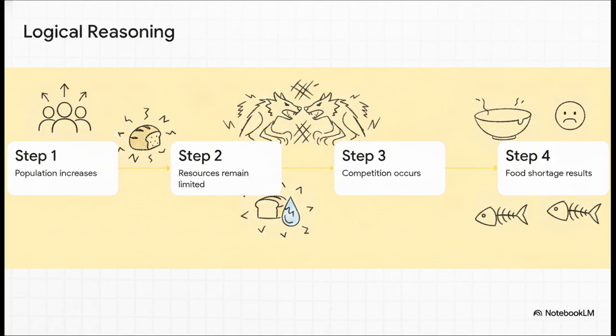Let's do a super quick recap of the logical steps just to make sure it's really locked in. Step 1, our 3 factors cause the population to spike. Step 2, the resources stay frustratingly limited. Step 3, because of that huge mismatch, intense competition kicks in. And finally, step 4, all that competition directly leads to a food shortage, which perfectly lands us on answer C.